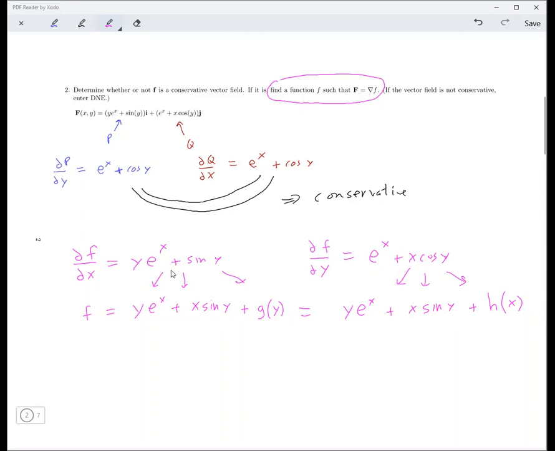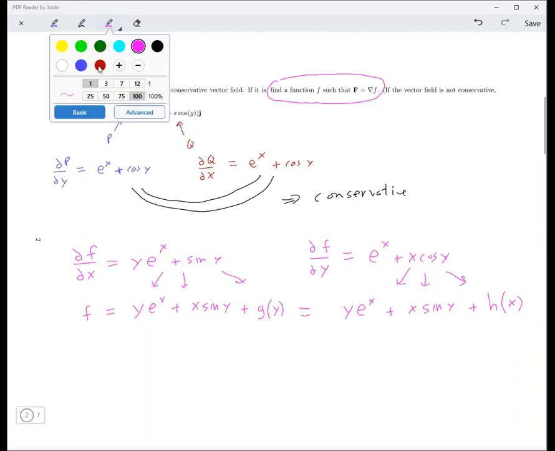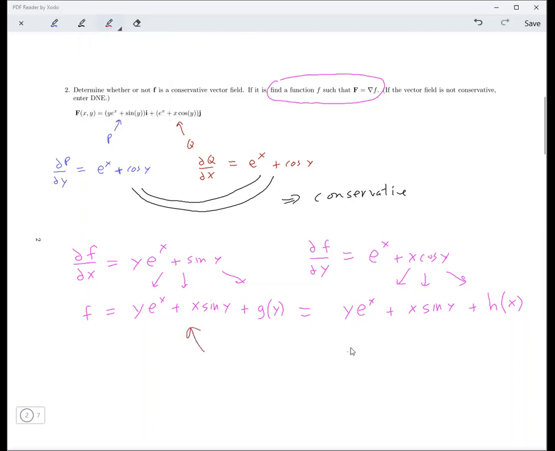Now, the final step is to consolidate all this into one function. We know that the function has to be equal to this, but it also has to be equal to this. So the function that can equal both of those is just y e to the x plus x sine y. There's y e to the x, there's a y e to the x, there's x sine y, there's x sine y. We didn't need to have this part, so this will do for that one.